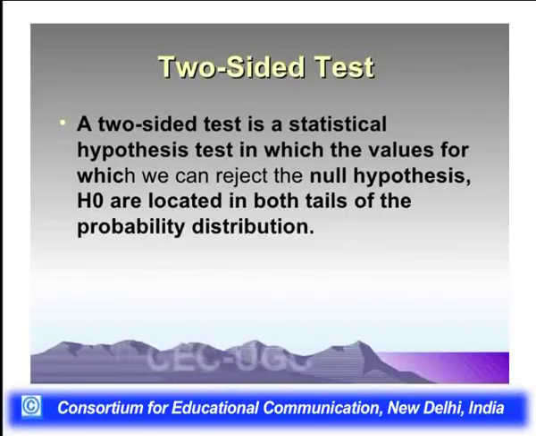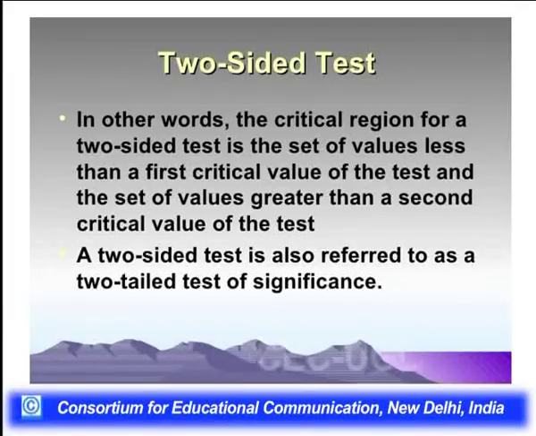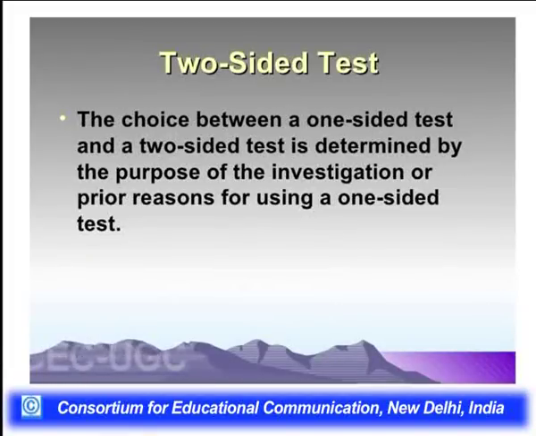Now we have the two-sided test. In a two-sided test, the rejection area is on both tails. A two-sided test is a statistical hypothesis test in which the values for which we can reject the null hypothesis are located on both tails of the probability distribution. In other words, the critical region for a two-sided test is a set of values less than the first critical value of the test and a set of values greater than a second critical value of the test. A two-sided test is also referred to as a two-tailed test of significance.